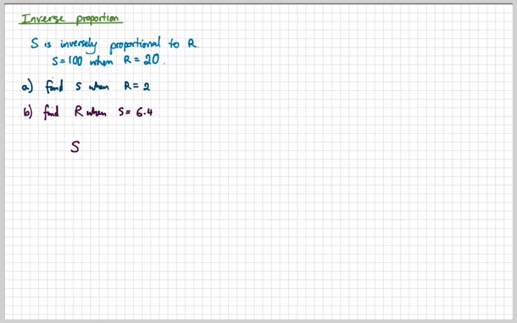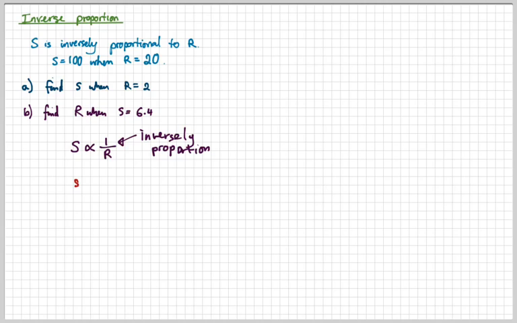So here's the groundwork. Here's how we start for an inverse proportional question. We say that instead of writing S is inversely proportional to R with some funny new symbol, we use the same symbol as before. We say S is proportional to 1 over R. So writing S is proportional to 1 over R is the same as saying that S is inversely proportional to R. So when you see the word inversely proportional, this is how you turn it into a mathematical statement.